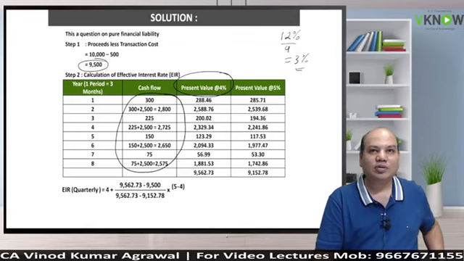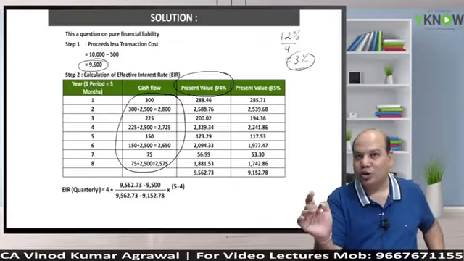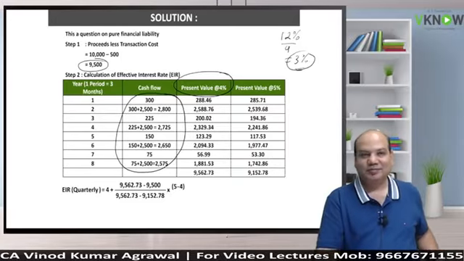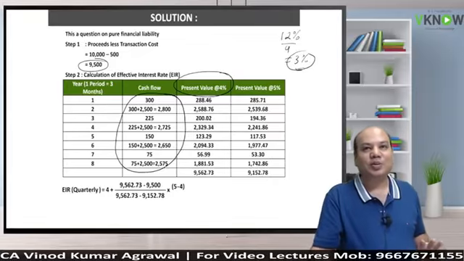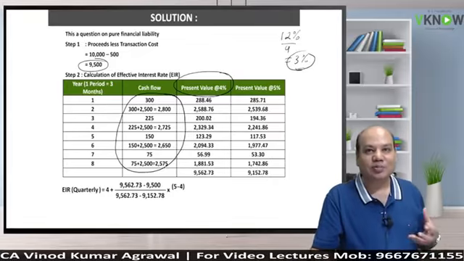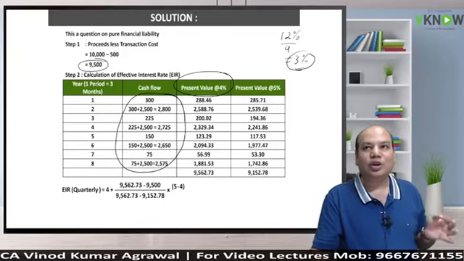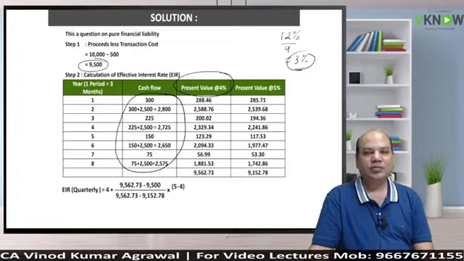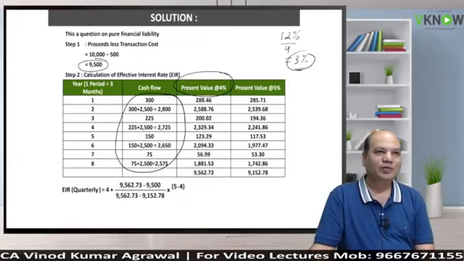Why? Because we are also incurring the flotation cost. This 3 is only towards the coupon part, the interest part. But what about that flotation cost which you incurred? Will that not increase your effective cost of borrowing? That will increase your effective cost of borrowing.